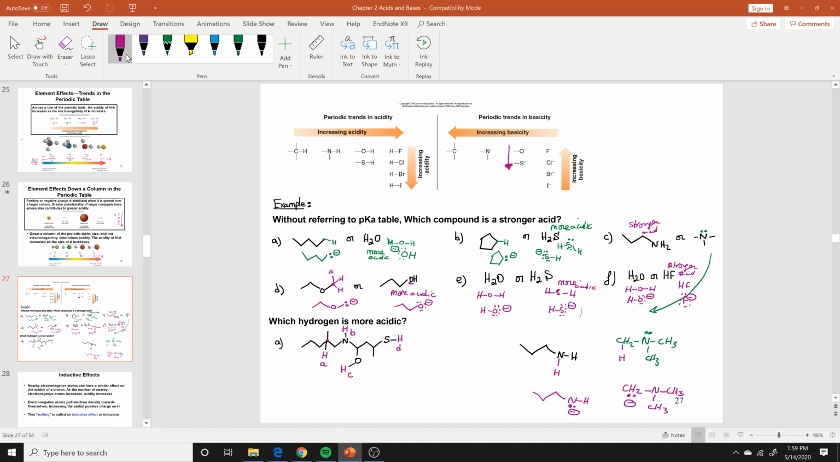Which hydrogen is the most acidic? So you have hydrogen A, a carbon connected to a hydrogen, nitrogen connected to a hydrogen, oxygen connected to a hydrogen, sulfur connected to a hydrogen. Of course, between these three over here, A, B, and C, hydrogen C is the most acidic. But when you compare hydrogen C with hydrogen D, hydrogen D is more acidic because sulfur is bigger in size than oxygen. So it's a more stable anion conjugate base than oxygen. So which hydrogen is more acidic? It's definitely hydrogen D.